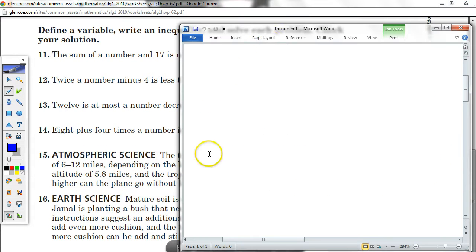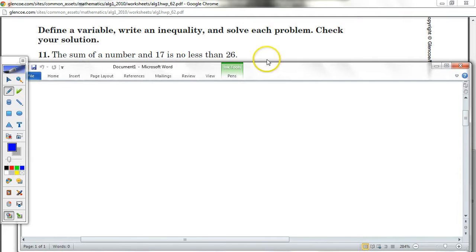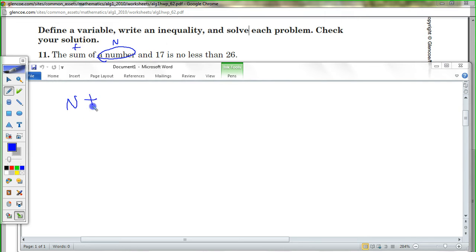Okay, let's do one more problem together, a word problem. Define a variable, that means just give a letter, write an inequality, and solve each problem. Check your solution. The sum of a number n and 17. So let's define the number as n. The sum means you're going to add. What are you adding? You're adding n with 17. So n plus 17, the sum of n and 17 is no less than, so it's actually greater or equal to 26.